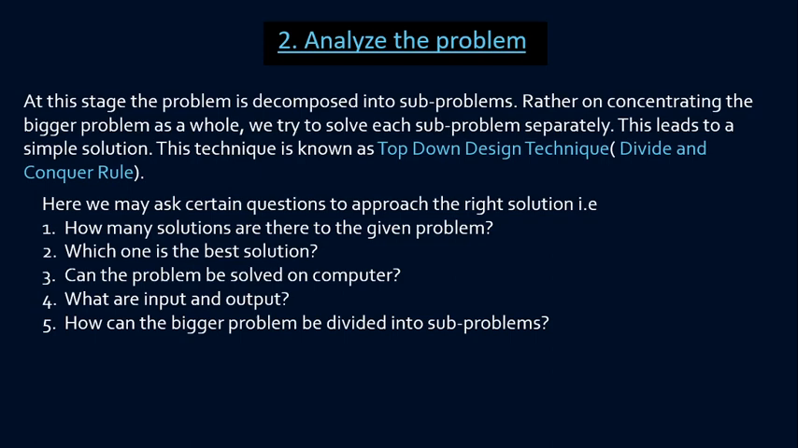Okay, this is a very important step. In this step, we concentrate on sub-problems separately. In this stage, we decompose the problem into sub-problems. Rather than concentrating on the bigger problem as a whole, we try to solve each problem separately. This leads to a simple solution, and this is also called top-down design technique or divide and conquer rule.